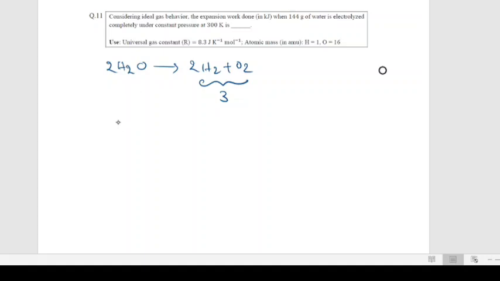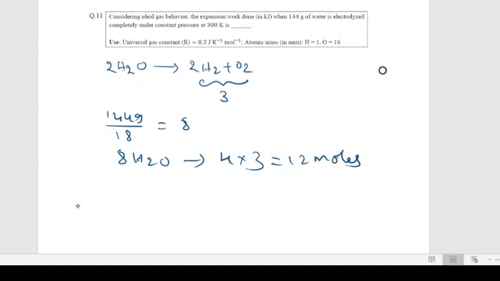But when there is 144 grams of water, it means 144 by 18, nothing but 8 moles of water. So for 8 moles of water, definitely we will get 4 into 3. For 2 moles it is 3, for 8 moles it is 4 into 3, nothing but 12 moles of gases will be formed, right? Expansion work done, formula: w is equal to minus P delta V.